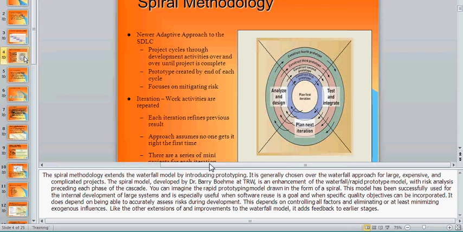Another thing, if I'm building a fully functional prototype, does it give the customer the ability to start getting some return on investment early on? Does it give them the opportunity to get some return on investment? Yes.